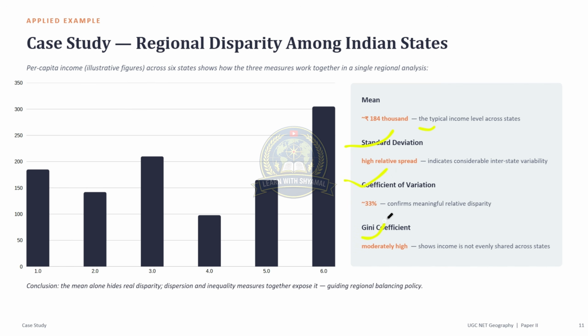Gini coefficient moderately high shows income is not evenly shared across states. Conclusion: the mean alone hides real disparity. Dispersion and inequality measures together expose it, guiding regional imbalance policy.